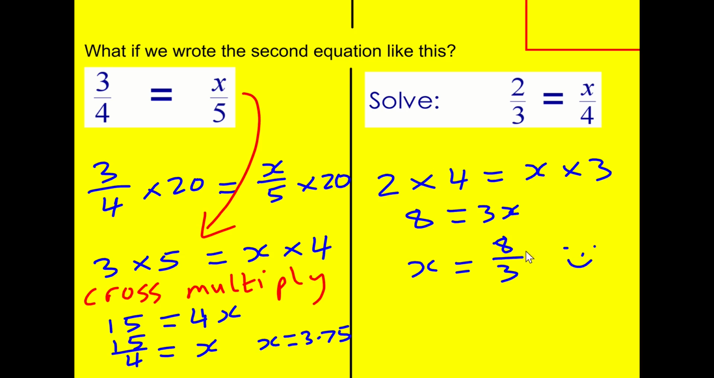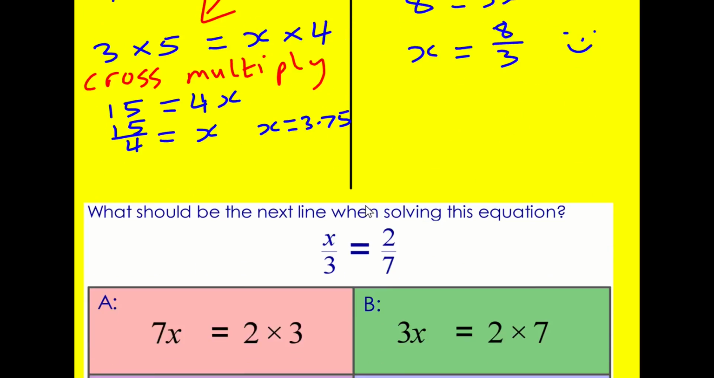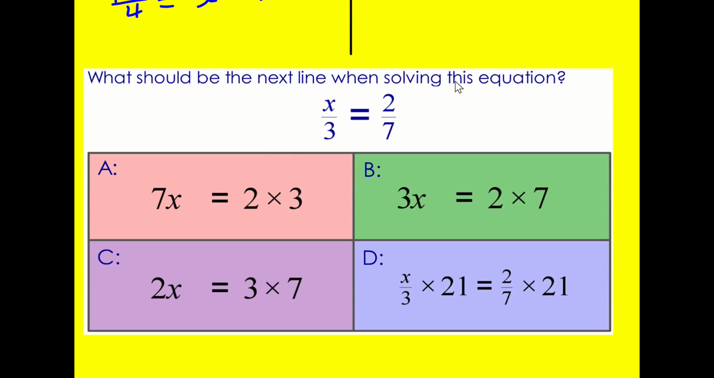Okay, brilliant. Now, a few diagnostic questions. What should be the next line when solving this equation? Is it A, B, C, or D? There's two correct mathematical equations resulting from this one, and that is A and D. We could multiply through by the LCM, which is 21, so this one's okay. When you do 21 divided by 3, you get 7, and when you do 21 divided by 7, you get 3. And the most efficient thing is just to do this cross multiplying. So the answer is A.